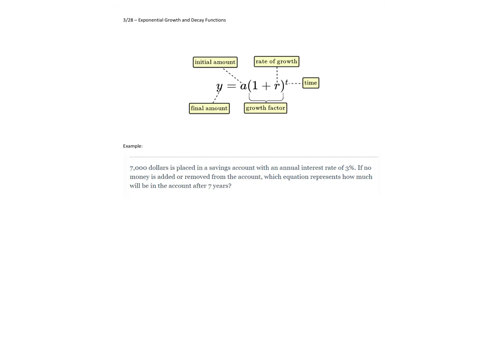Example 1, $7,000 is placed in a savings account with an annual interest rate of 3%. If no money is added or removed from the account, which equation represents how much will be in the account after 7 years? So this is from Delta Math. This question was multiple choice, but I just removed the choices so that we can just concentrate on the question and how to get the answer from there. So $7,000, let's start with that. So we're going to write an equation that represents after 7 years, or T years, okay?